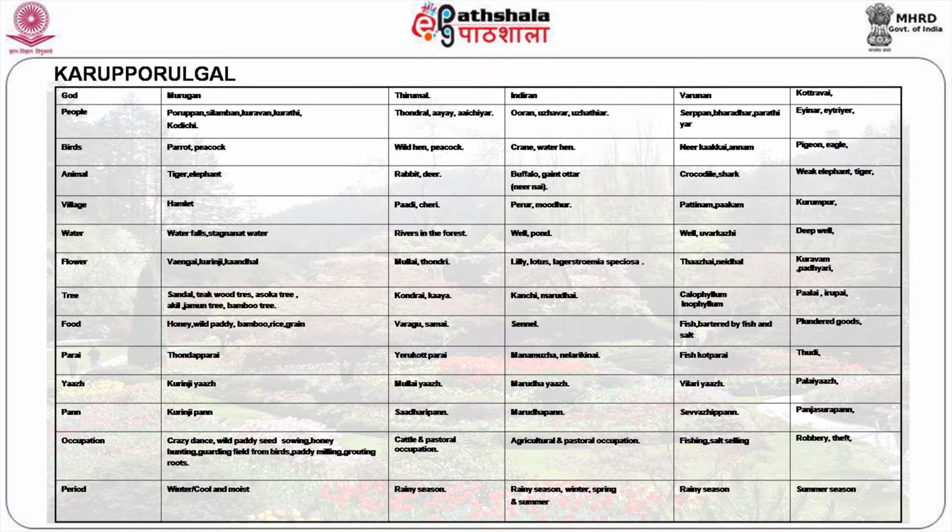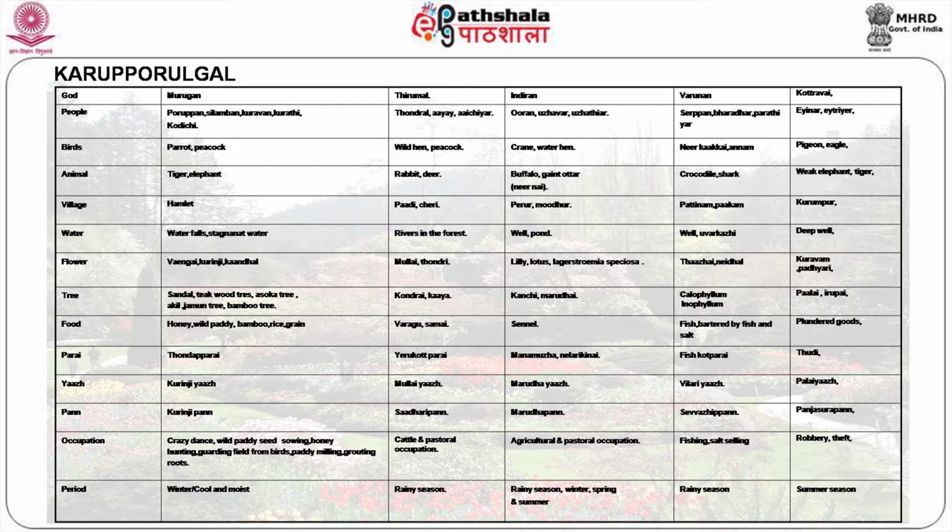We were talking about this particular page, which has Karupporulgal. If I translate it to English, it's the concept. See, basically what we have taken is god, people, birds, animal, village, water source, water availability, their flower, type of trees that existed in those days, type of food they ate. Parai has something to do with their music, yazh again is a music, pan is again a music, their occupation, the period. See these 1, 2, 3, 4, 5, 6, 7, 8, 9, 10, 11, 12, 13, 14 items.